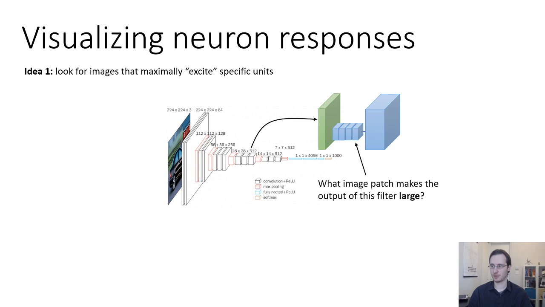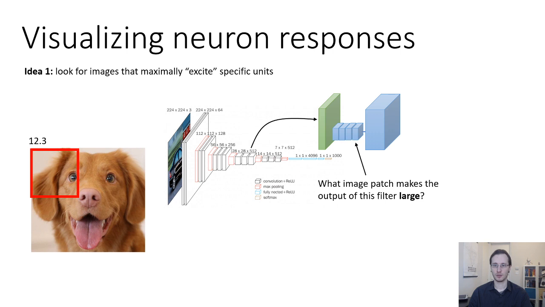So for some layer, pick some filter and ask what image patch makes the output of this filter large. Let me give you a little example of this. Let's say that I'm looking at filter 12 in layer 7 of VGG, just as an example. And let's say that the red box represents the receptive field of that filter. And the receptive field here covers about a quarter of the image. I'm going to slide this receptive field over the image, and the number is going to represent the activation of that filter. So here it's 12.3, over here it's 37.4, over here it's 17.1, here it's 21.4, and here it's 42.1.